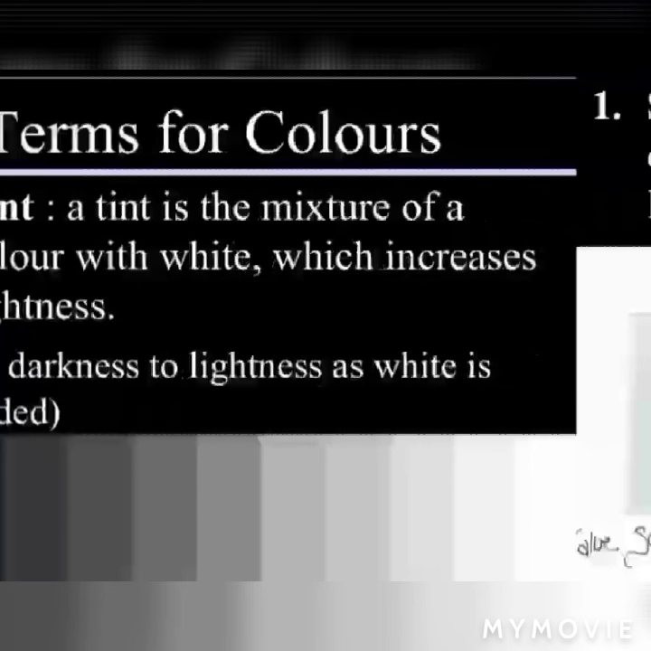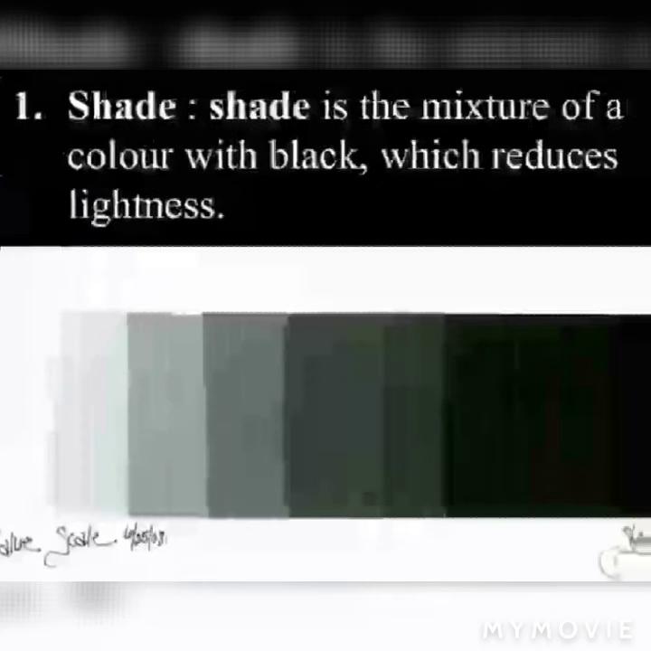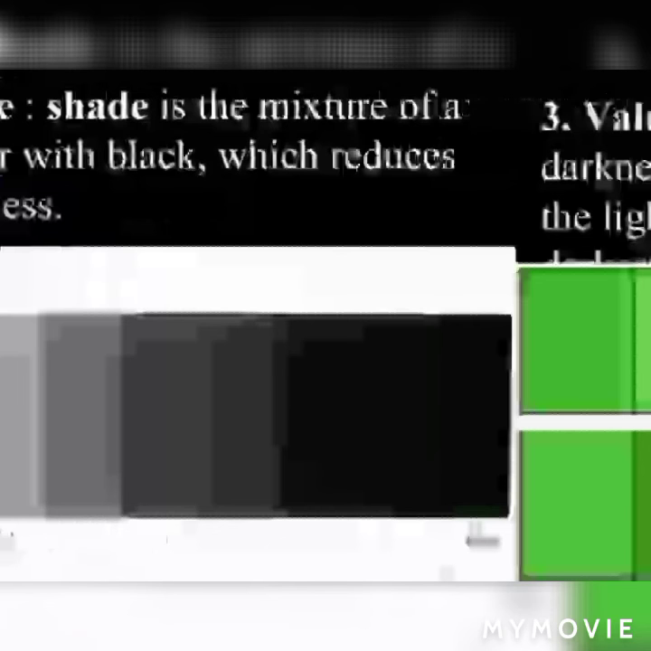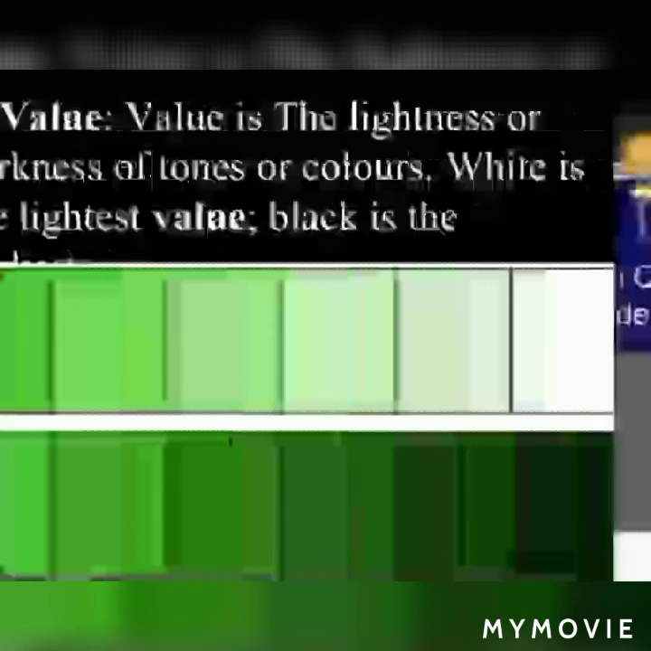So we have different terms in color. First we have tint. A tint is a mixture of a color with white which increases lightness. Next we have shade. Shade is a mixture of a color with black which reduces lightness, which increases darkness. Then we have value. Value is the lightness or darkness of the tone of the color, which is known as the name of the color.